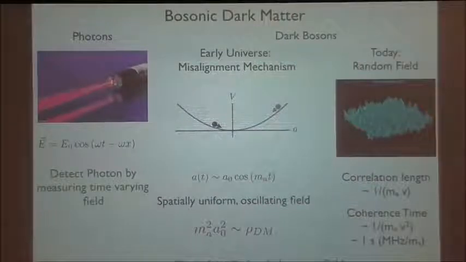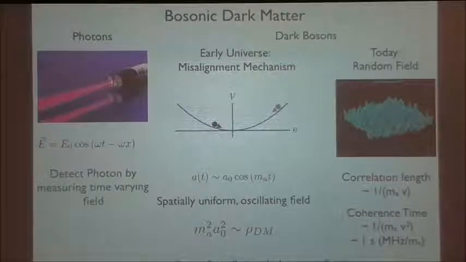And the key idea is that, much like how we will detect photons by building an antenna that measures a time-varying field, we're going to try to detect the time-varying effects of the axion dark matter field, for example. Okay? That's basically what you would do.